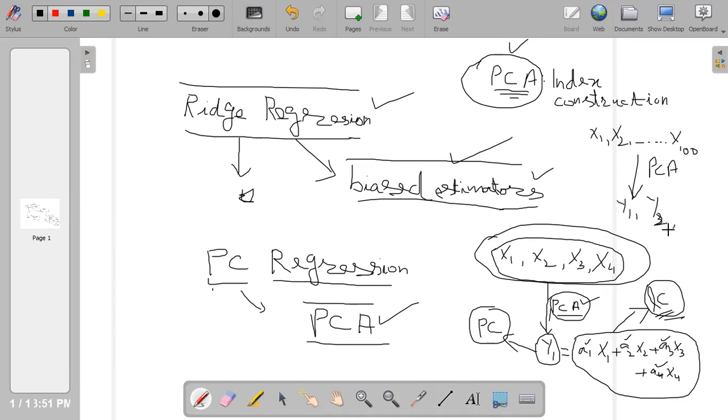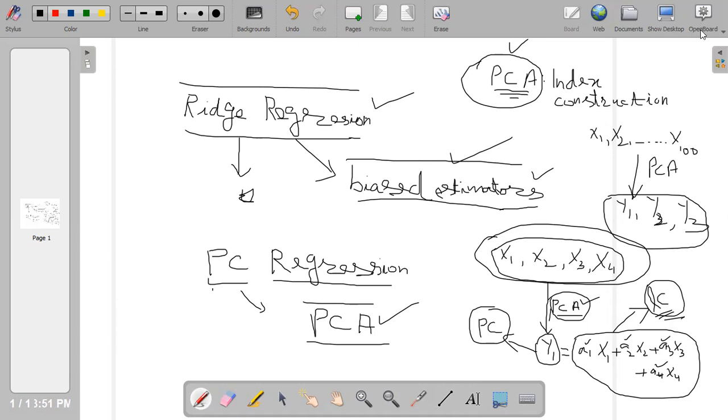Or maybe y1, y2, and y3. So later on, we say that PCA is a very effective technique for reducing the dimension of the data. So rather than studying the 100 original variables, it may be sufficient to study only 3 new variables. And these 3 new variables will give you almost the same information as is given by the 100 original variables. But in case of multicollinearity, this is one way of using the PCA.